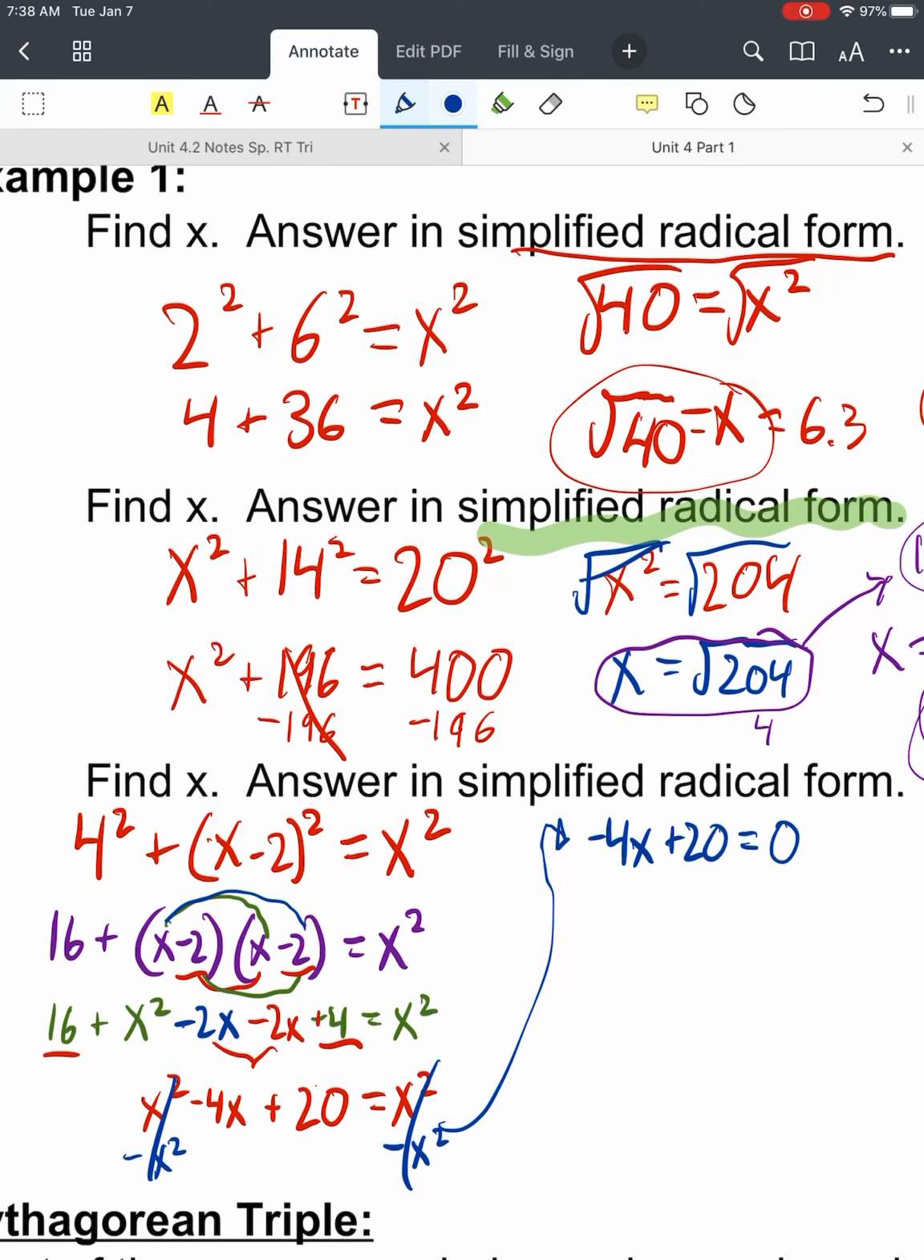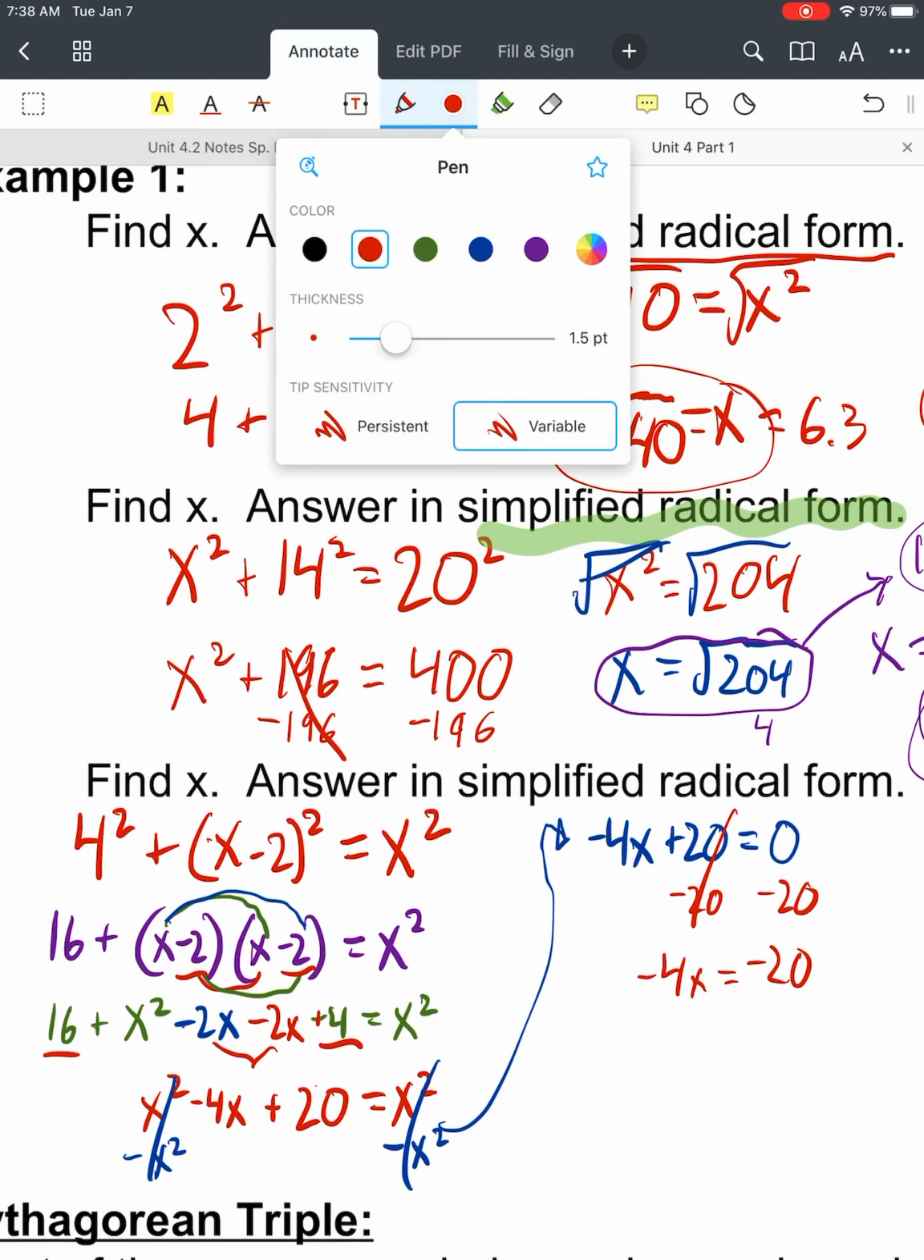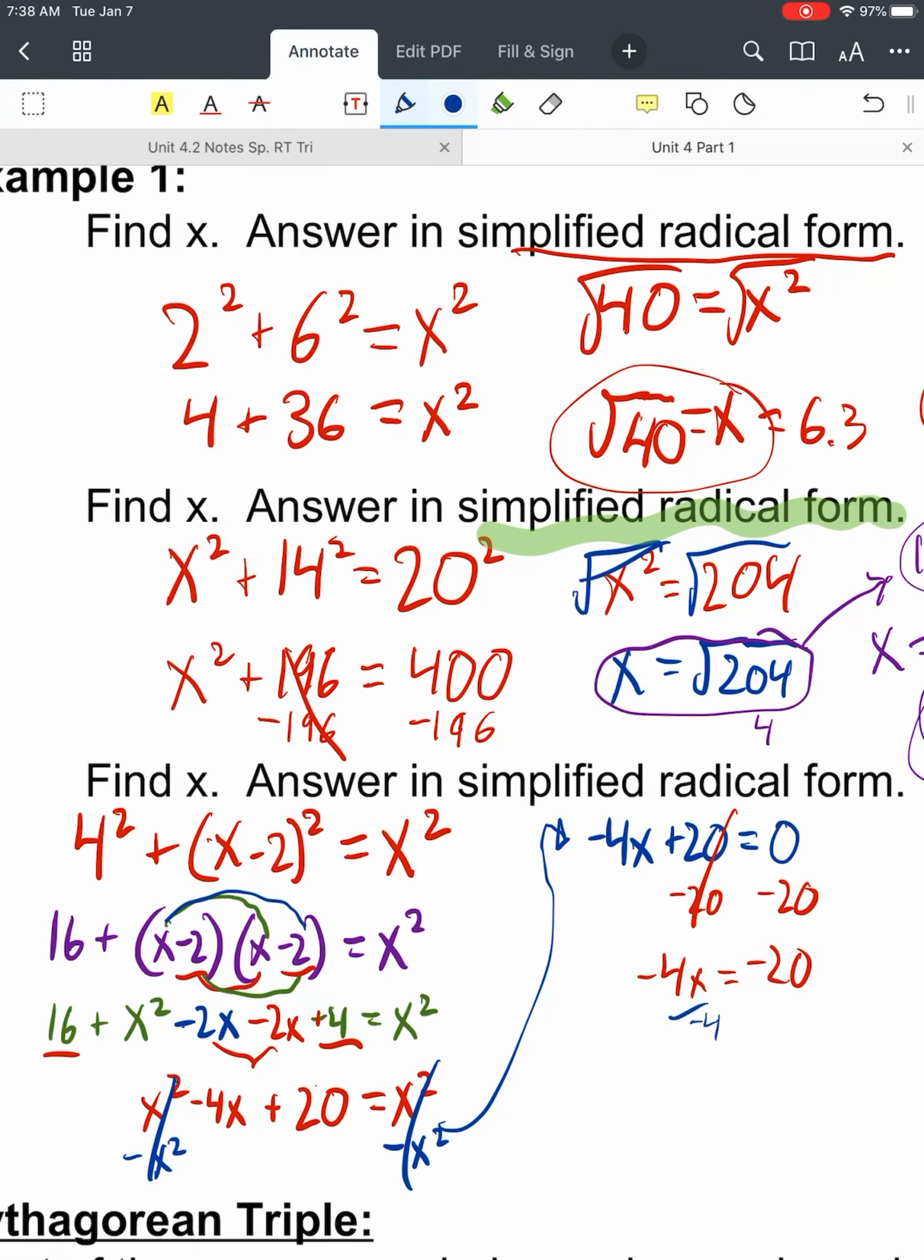Then now I'm going to get all my whole numbers, or numbers without the x's, so all my constants, on the same side. These will cancel. We'll have negative 4x equals negative 20. We'll divide both sides by negative 4. Negative divided by a negative is going to leave us with a positive answer. And our x, negative 20 divided by negative 4, is 5.